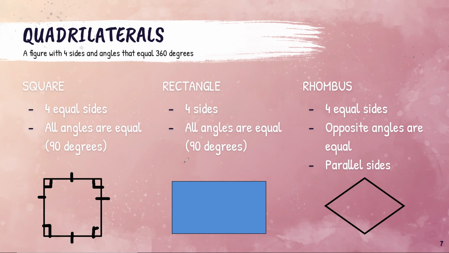Now let's look at a rectangle. It has 4 sides as well, but only 2 of them are equal, so these 2 are equal, and these 2 are equal as well. All of its sides are also perpendicular to each other, so they all make 90-degree angles as well. Now a rhombus is a little bit different. It has 4 equal sides like a square, but the angles don't necessarily have to be equal. This could be a bigger angle, and this one could be a smaller angle, and that's pretty much the core difference between these types of quadrilaterals.